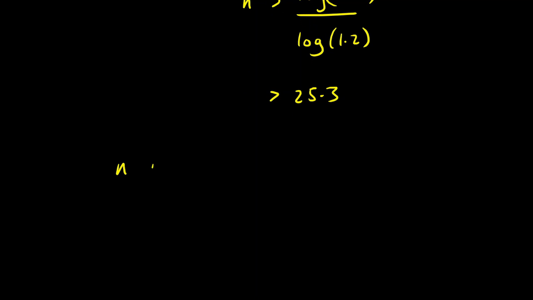So n must be greater than the next value up, which is 26. Okay, so we need to write a final statement like that, which is n must be greater than 26 in order for the sum to be greater than 500.